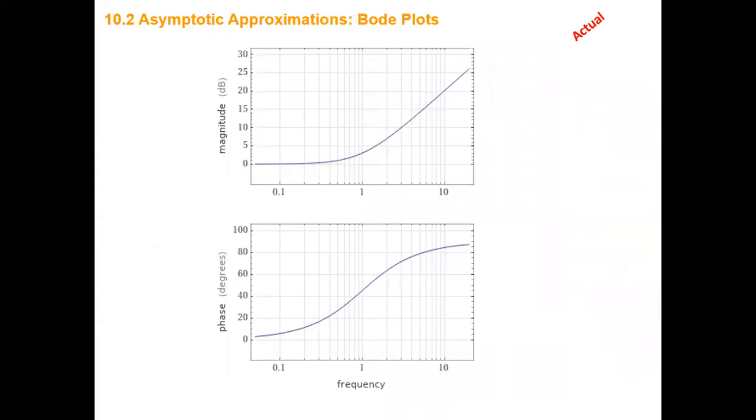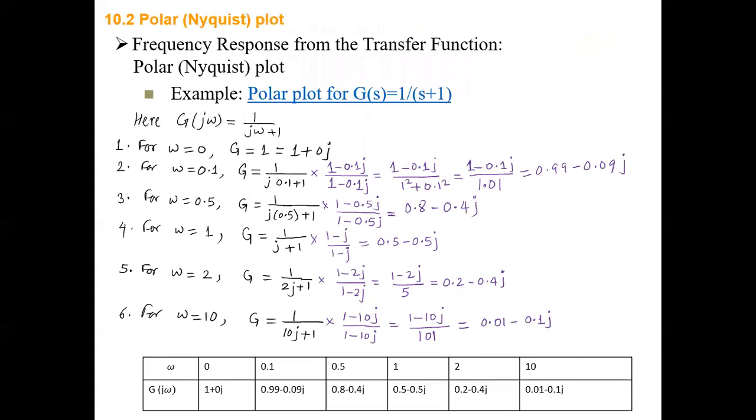Okay, good. Now, if you do this in Octave, then it looks like this. Let me quickly do the Nyquist plot, and we are done. All right, let's do the Nyquist plot here. So I'm going to do the Nyquist plot for the function G(s) = 1 over s plus 1.